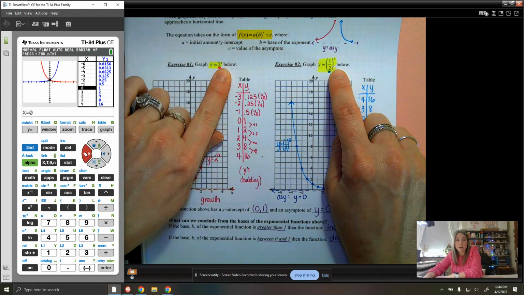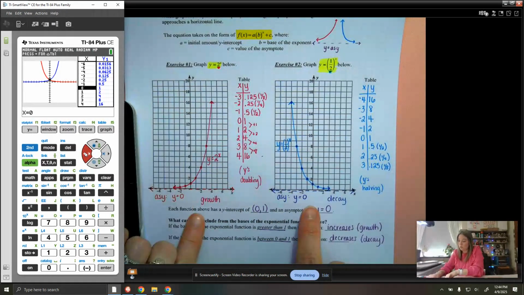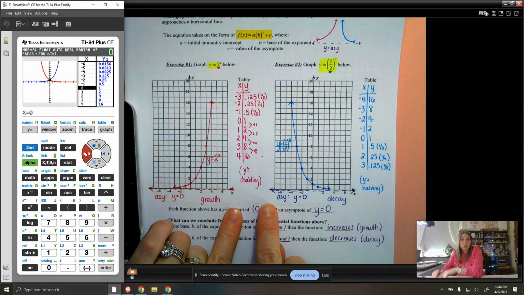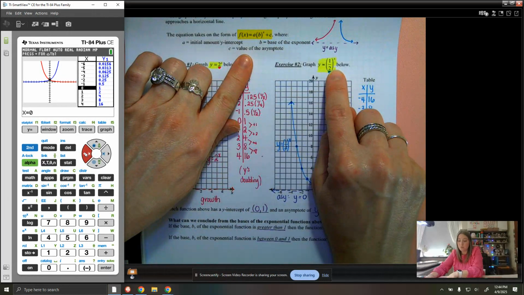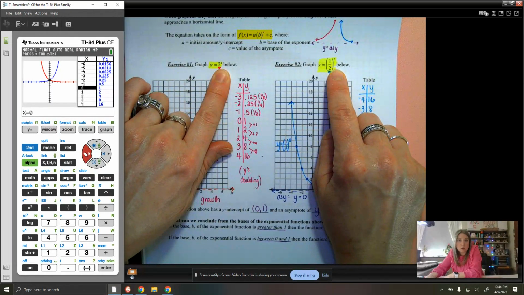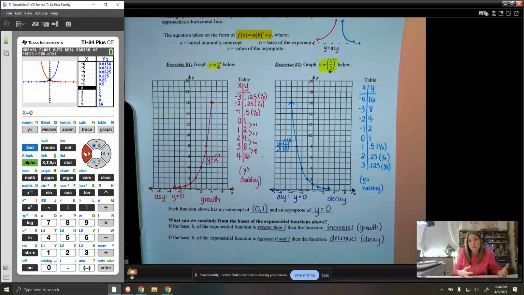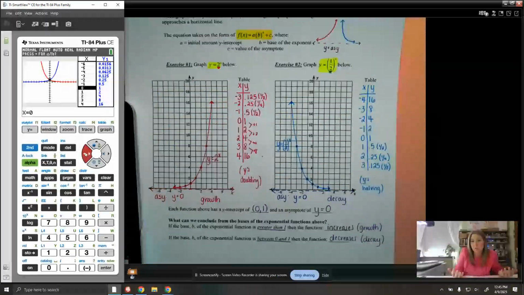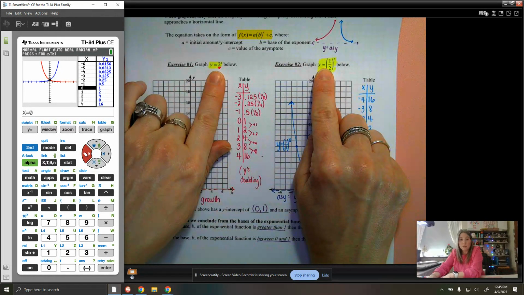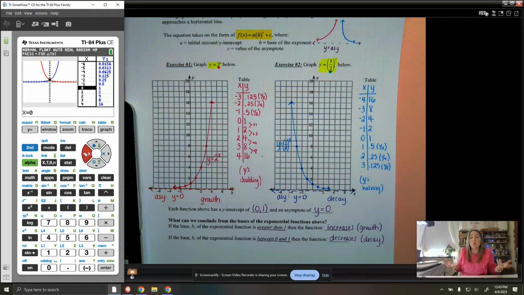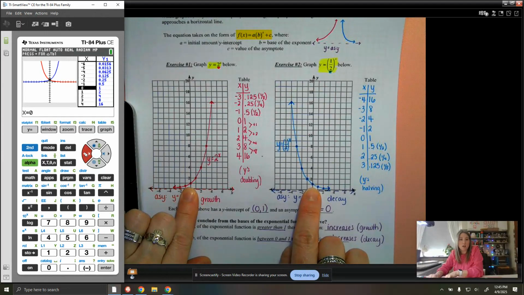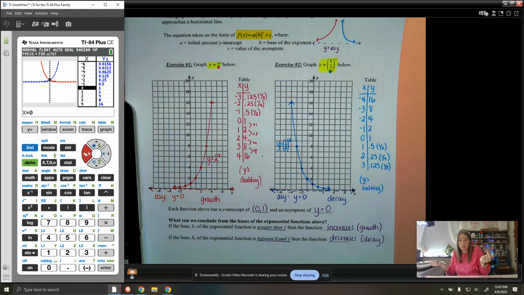And since both of these have 0 being added to the end, both of these asymptotes are y equals 0. So y equals whatever this c value is being added or subtracted at the end of the equation. The a value gives us the initial amount. Now, in both of our cases, the a value of each of these function equations is a 1. And hey, where was our y-intercept? 1.